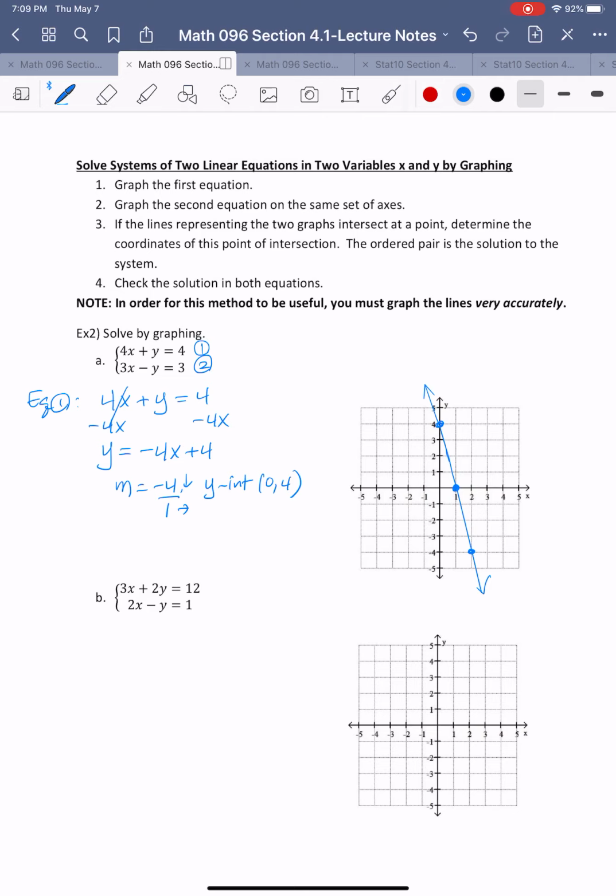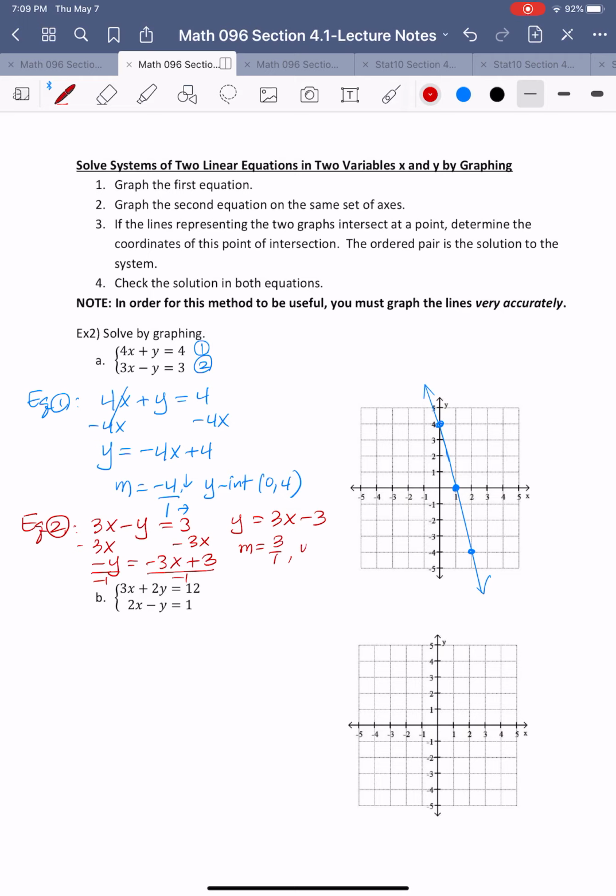So that's equation 1. Now I want to use another color for equation 2, which is 3x minus y equals 3. I want to use the slope and y-intercept. So I want to subtract 3x from both sides, and then negative y equals negative 3x plus 3. But I need to always solve for y, so divide by negative 1 on both sides. I'm getting y equals 3x minus 3, because you have to divide everything by negative 1. So the slope is 3 over 1.